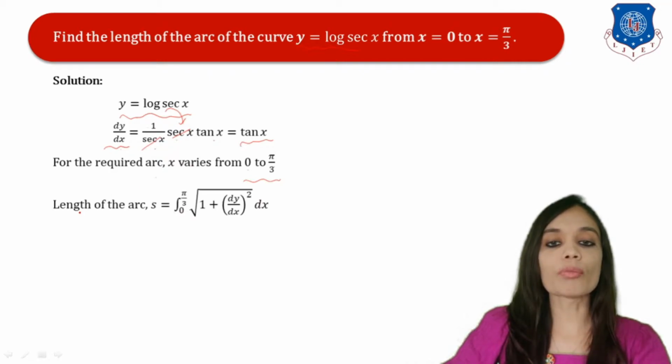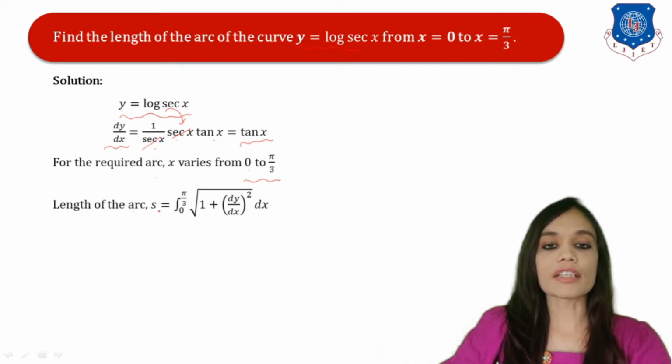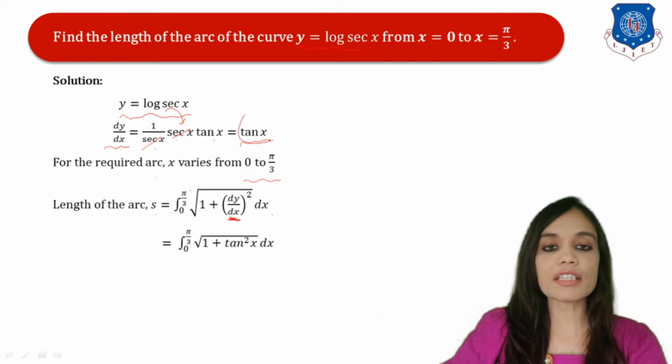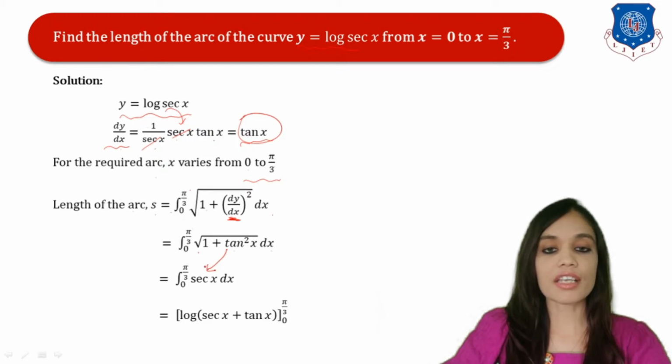Now let us write the formula to find the length of arc, that is given by s is equal to integration 0 to pi by 3 because our limits are 0 to pi by 3 square root of 1 plus (dy by dx) whole square dx, right? Now put the value of dy by dx, that is tan x. So what we will get? Integration 0 to pi by 3 square root of 1 plus tan square x dx. But this will be simplified as what? Sec x. And the integration of sec x will be what? Log sec x plus tan x. And your limits are 0 to pi by 3.